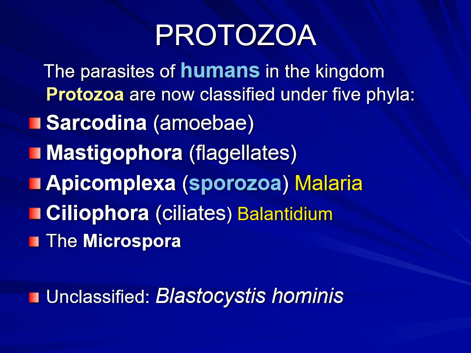The Sarcodina, referring to the amoebae, Mastigophora, the flagellates, Apicomplexa, or the older name Sporozoa, which contains the malaria parasites, Ciliophora, the ciliates, Balantidium, and the Microspora. Blastocystis hominis is a parasite which has not been classified within those 5 groups, so it stands out on its own. It is clinically less significant, less common, less likely, but there it is, and we encounter it every now and then.